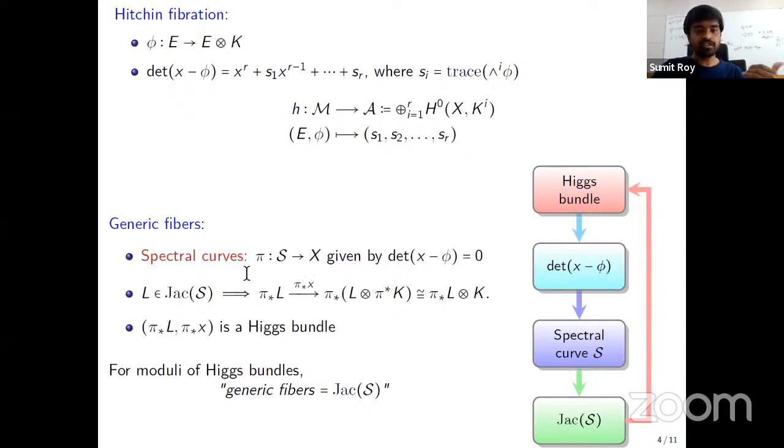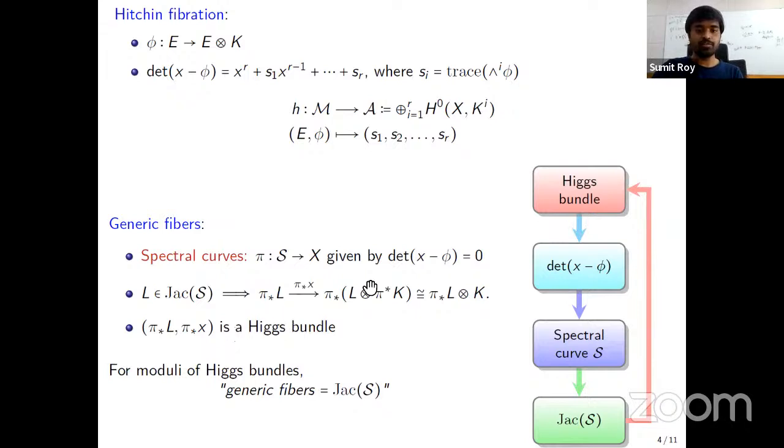And we can consider a line bundle of degree 0, that is, the Jacobian of S. L is a line bundle of degree 0 over S. And then the push forward map gives a Higgs field on π_* L. Okay. Therefore, the push forward of L together with that canonical map is a Higgs bundle.